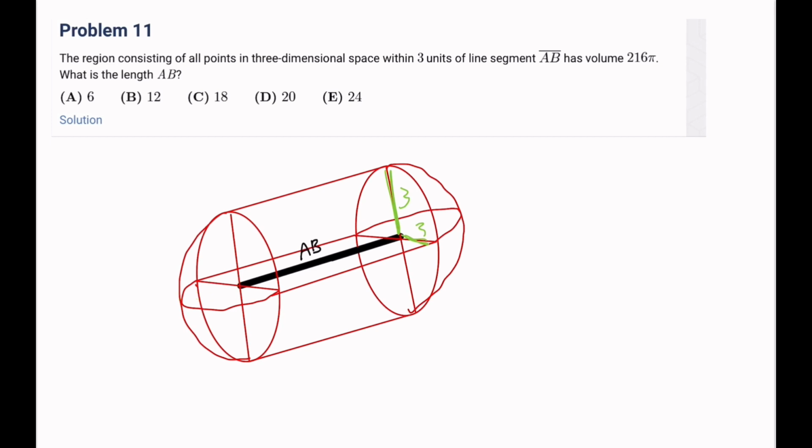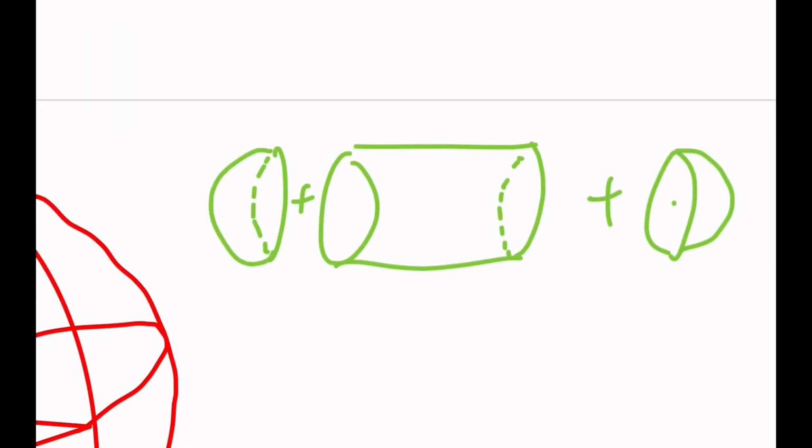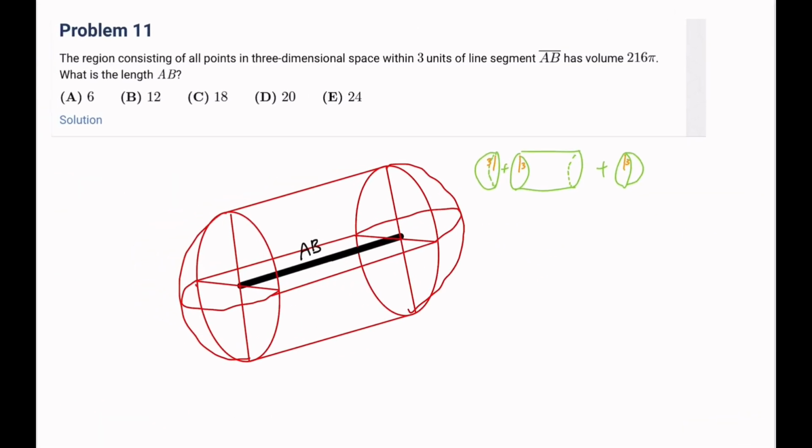And so if you see, this is made up of one cylinder plus a half sphere plus another half sphere, right? And also if you see, then this would be 3, and the radius would all be 3, right? And so for the cylinder, the volume will be, the base is 3 squared pi, so that's 9 pi times AB, right? So AB is length AB, so that's what we want. Let's say it's x, right?